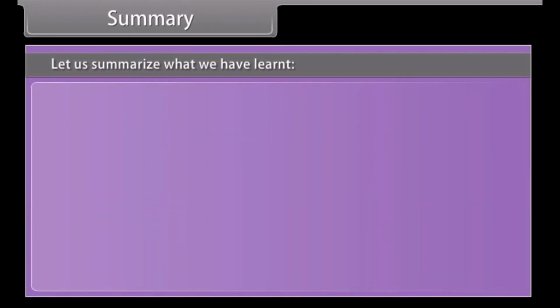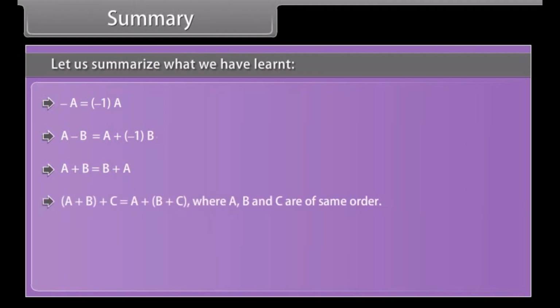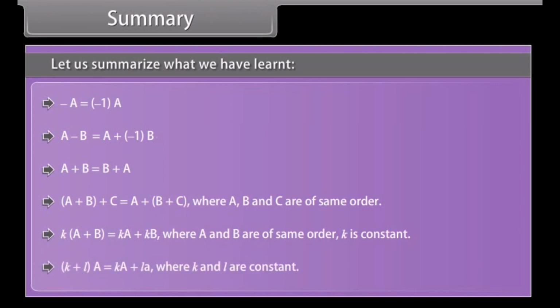Summary. Let us summarize what we have learnt. Minus A is equal to minus 1 into A. A minus B is equal to A plus minus 1 into B. A plus B is equal to B plus A. A plus B plus C is equal to A plus B plus C, where A, B and C are of the same order. K into A plus B is equal to K into A plus K into B, where A and B are of the same order and K is a constant. K plus L into A is equal to K into A plus L into A, where K and L are constants.